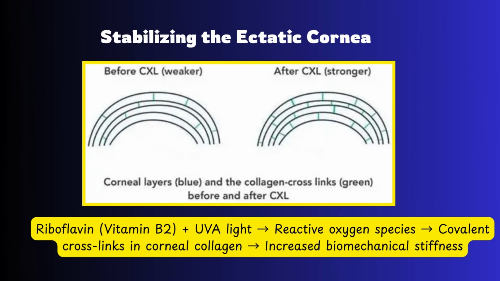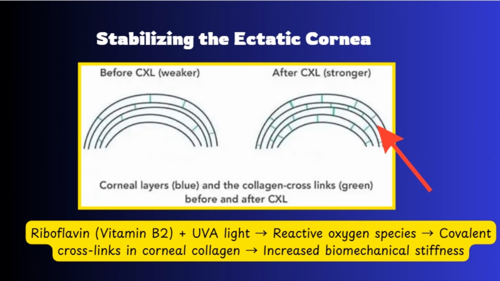Riboflavin gets activated and this produces reactive oxygen species. These will now create new bonds between the collagen fibers, and the result is a stiffer cornea, preventing further thinning and bulging. In the first picture, you can see there are fewer bonds which are marked in green color, and after cross-linking, there is a greater number of bonds between the adjacent collagen lamellae, making the cornea stronger.